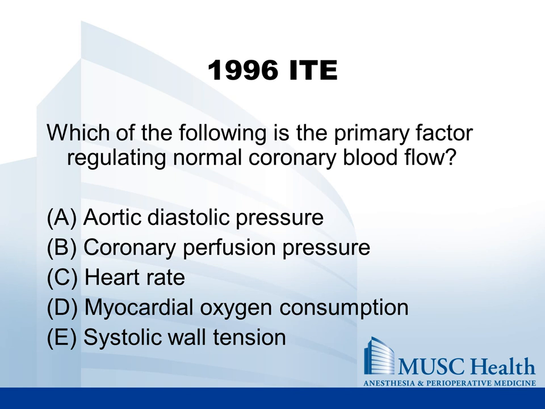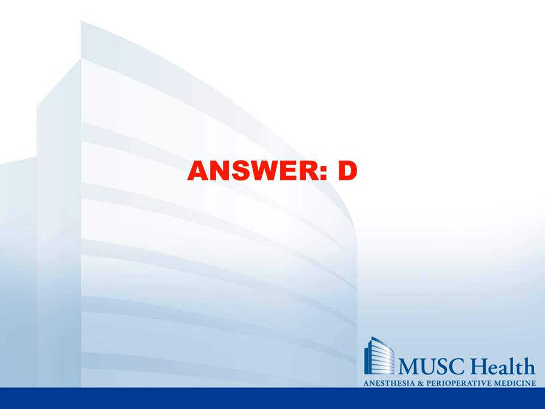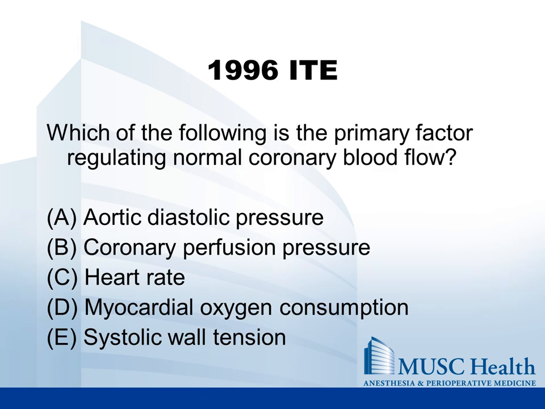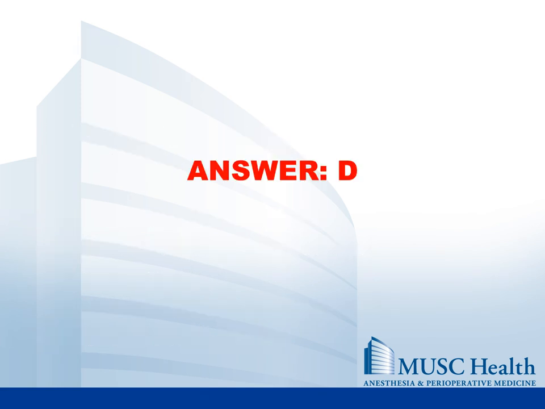2 for C. Okay. D. 1, 2, 3, 4, 5. Okay, D. 5 for D. E. Nobody. Okay. So the answer is D, in fact. Oxygen consumption is the primary factor in regulating coronary blood flow.